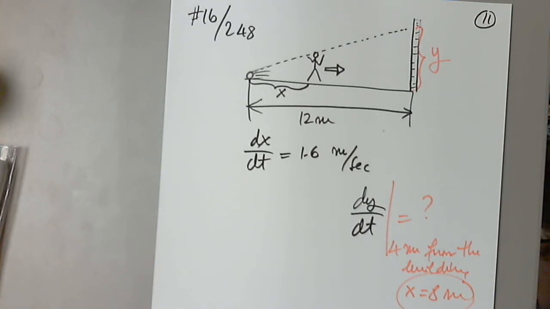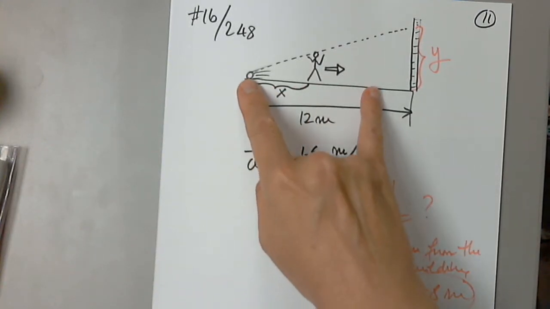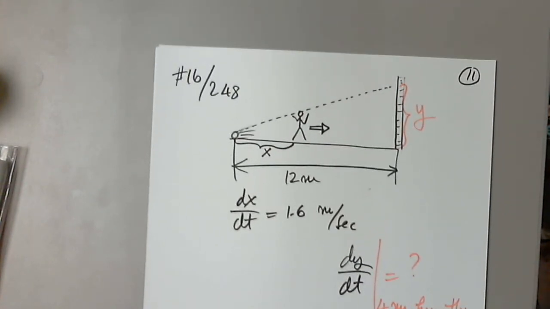So here's the spotlight. There's the wall. The person walks at 1.6 meters per second towards the wall. At the same time, his shadow on the wall is decreasing. And we want to find that rate. And at a particular instant, when he covers 8 meters, right here, 8 meters away. So, what do we do?